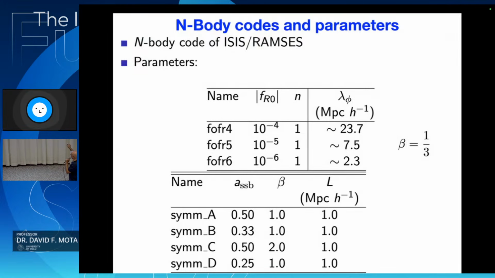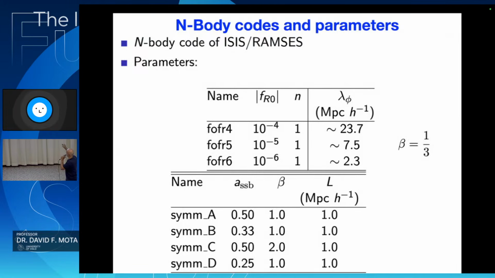Because basically you remember this f of r0, that's the parameter, gives me the Compton wavelength for my f of r field. It is going to be 10 to the minus 4, 10 to the minus 5, 10 to the minus 6. My n, that parameter in my f of r function to get the chameleon, is just equal to 1 in all of them. And so that means that I will have a fifth force, which today, because remember the fifth force changes with redshift, yes?